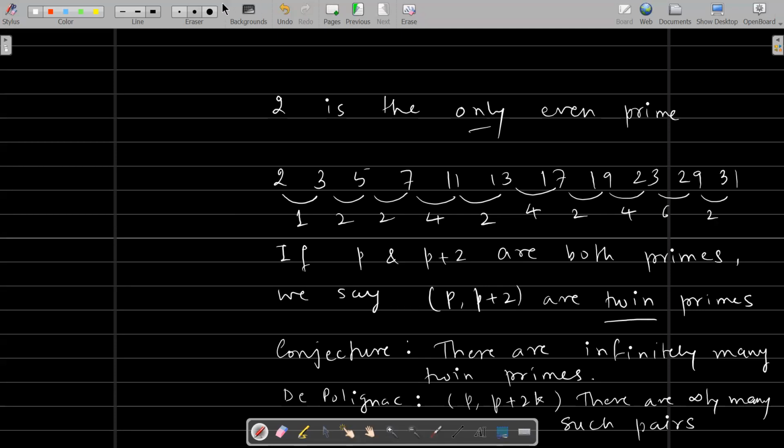Is that okay? The value of k can differ, but we have to fix some k, and for that fixed k, there will be infinitely many such primes. Sir, does P have a fixed value? No, P is prime. Say for example, suppose k is 1. So P comma P plus 2, there are infinitely many such pairs. For example, 3, 5, 5, 7, 11, 13, 17, 19, and so on.